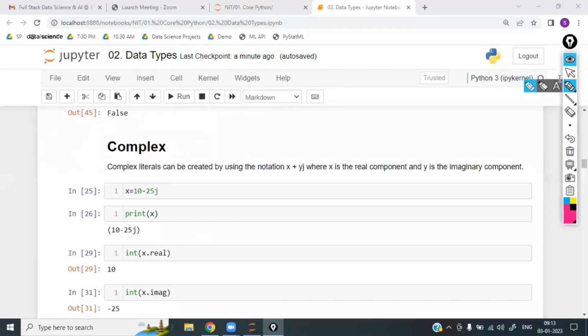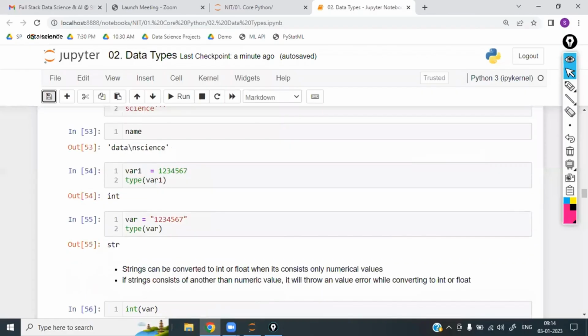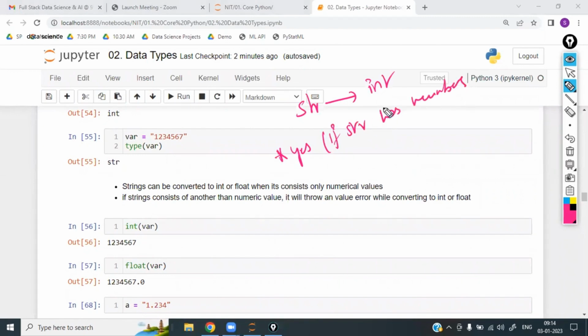Now, coming to the strings part, a string is a sequence of characters, letters, numbers, special characters, anything can be there, but it should be within the inverted commas, right? Now, can a particular string be converted to int? Yes, it is possible if the string has only numbers. If it does not have numbers, it is not possible. This is an important concept in order to understand the next concept, input. The next concept we are going to discuss is input, so this part is more important to understand.